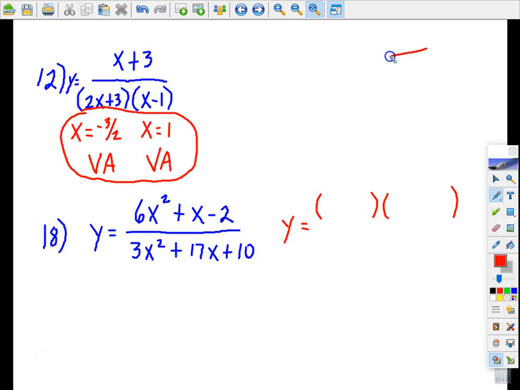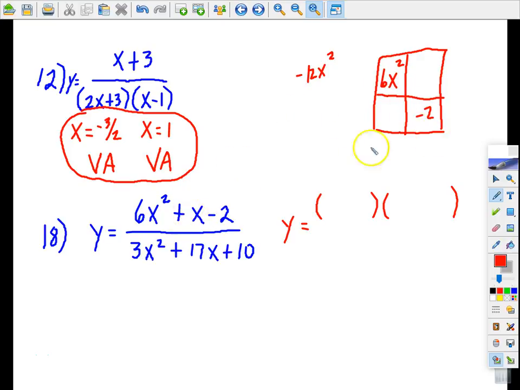So I think I'm going to use the box method for this, and this is a good little review of the box method. Pretty easy to do. First term here, last term there, multiply those together, and then think of the factors of negative 12x squared that add up to positive 1x.